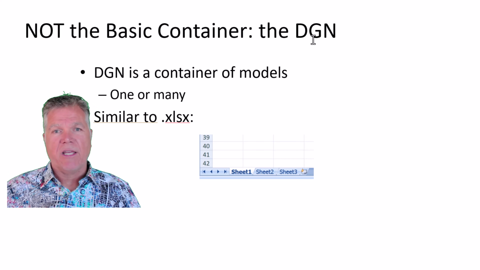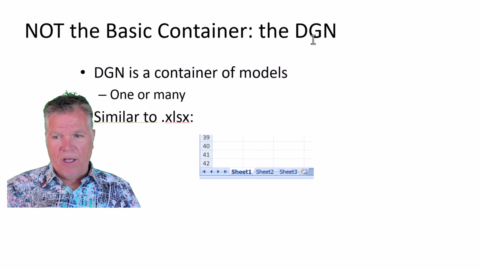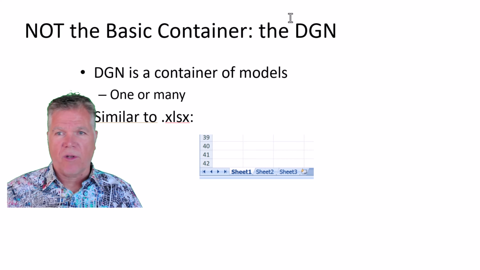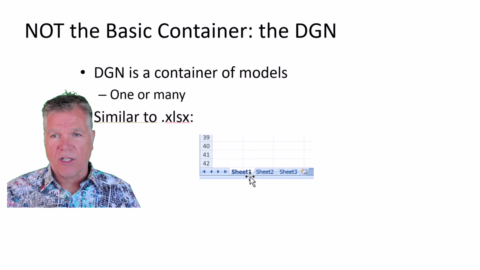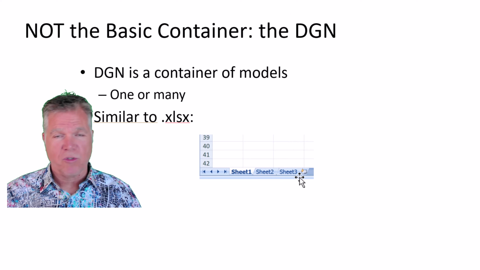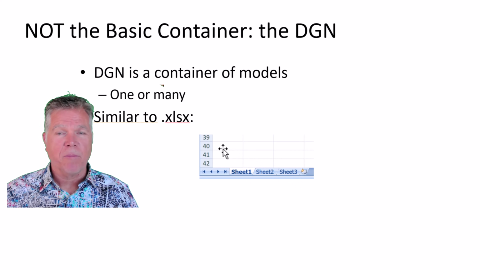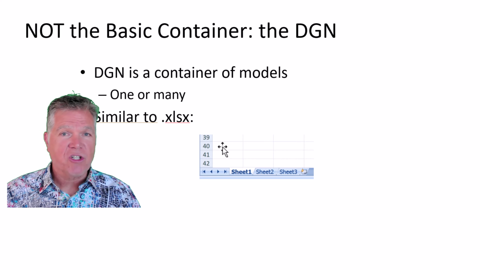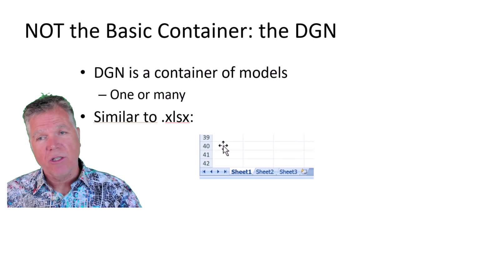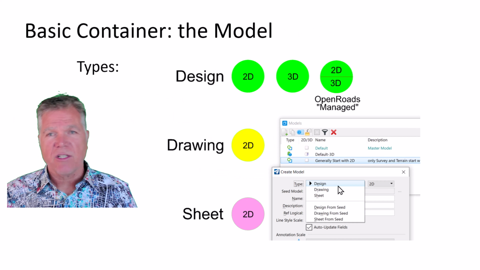It is like an XLS file, a container of things inside it. Like Excel is a collection of sheets, we have multiple sheets in there. DGN, same thing, multiple models. The cell might be the basic unit of a spreadsheet, but it's contained in a sheet, which is contained in the XLS. So that is what's happening here.